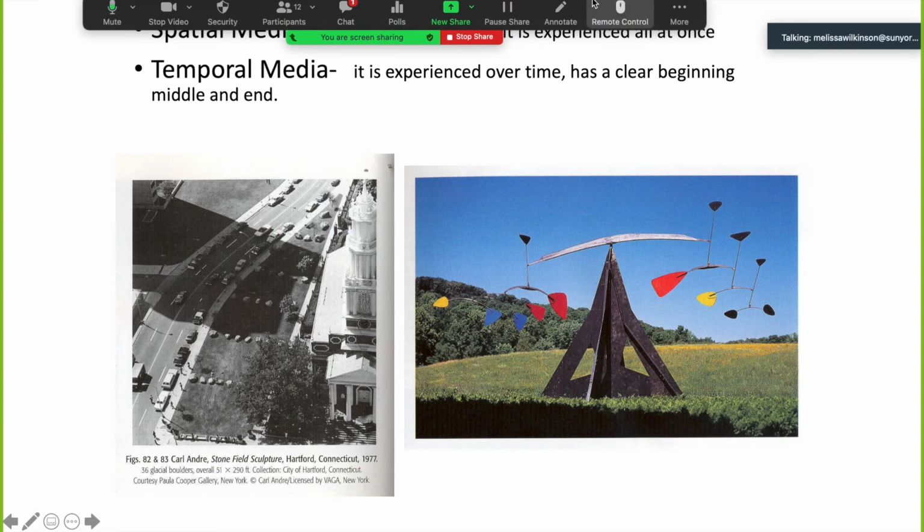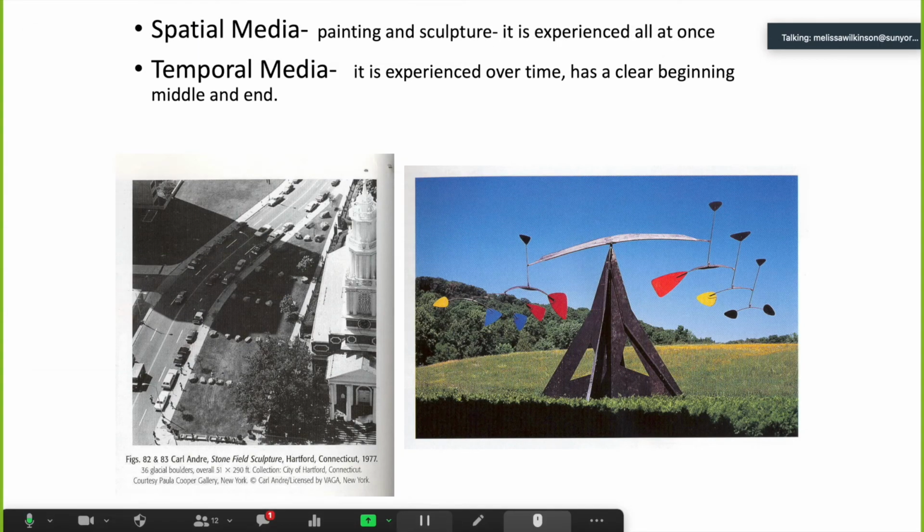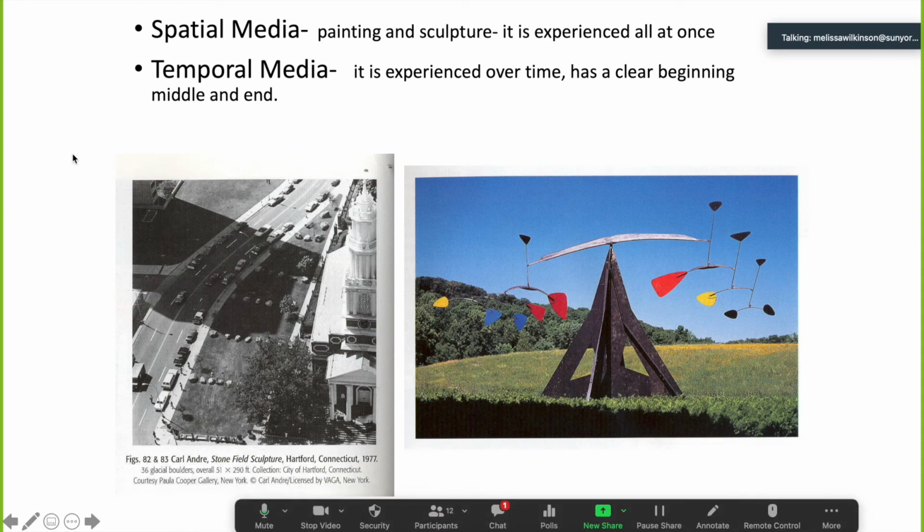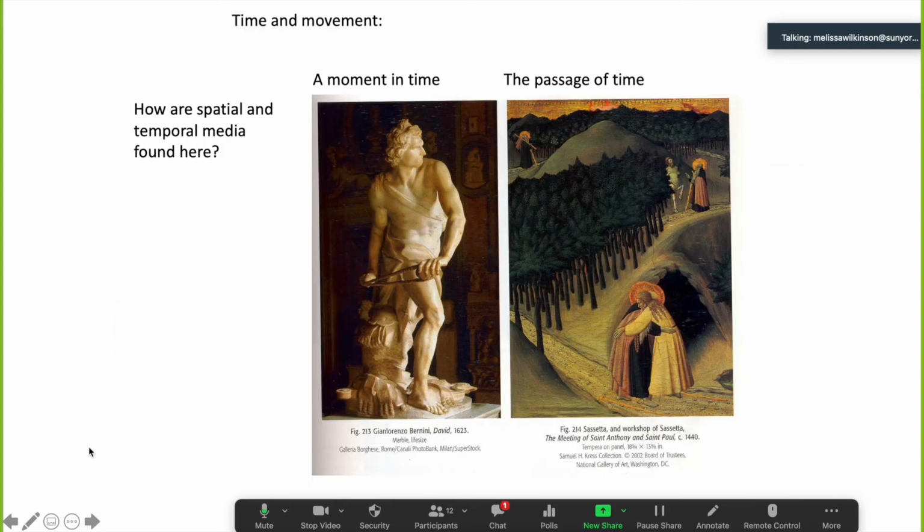So what we've got here is spatial media and temporal media. Spatial media refers to anything that is experienced all at once, like a painting or a sculpture, a photograph. And then we have temporal media. And temporal basically means time, right? It's experienced over time. So what we have over here is a photograph, but it's a photograph of a sculpture that is actually moving. So it's called a kinetic sculpture. It moves with the wind, and so you're meant to experience it over time. So it is actually true temporal media.